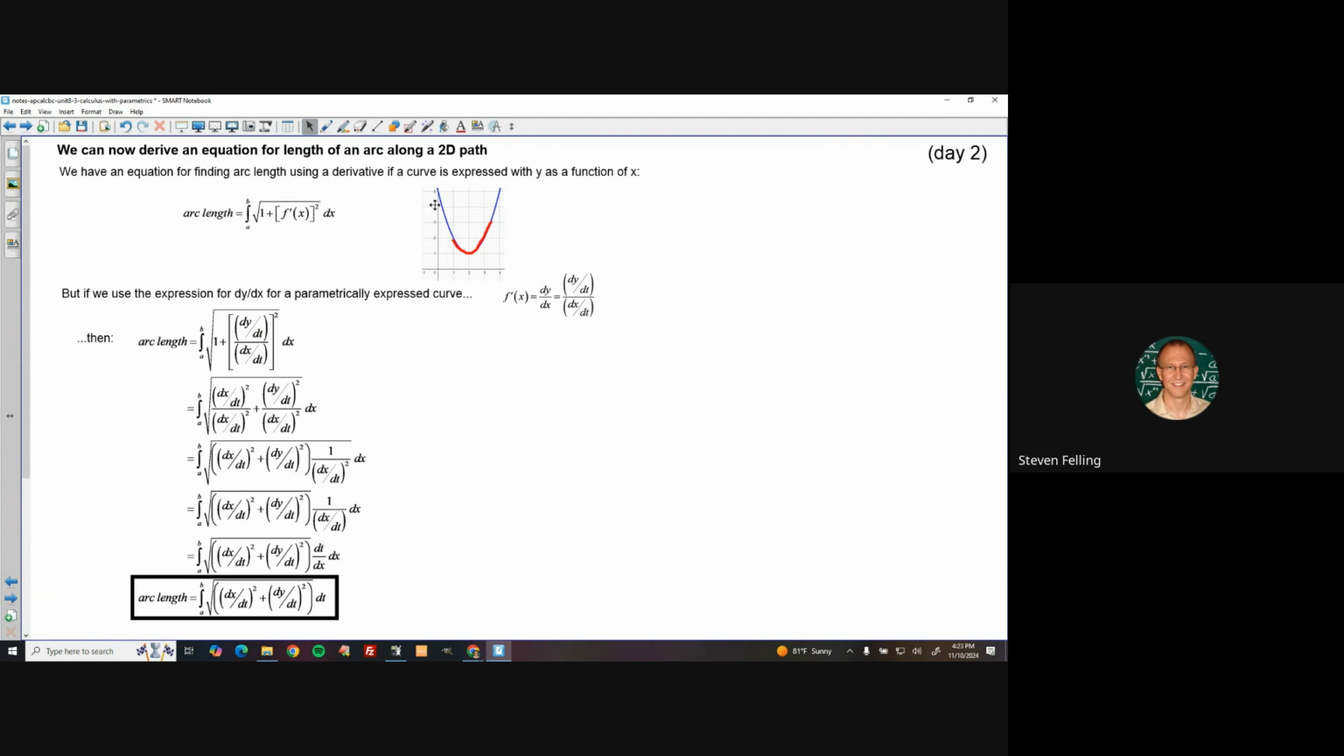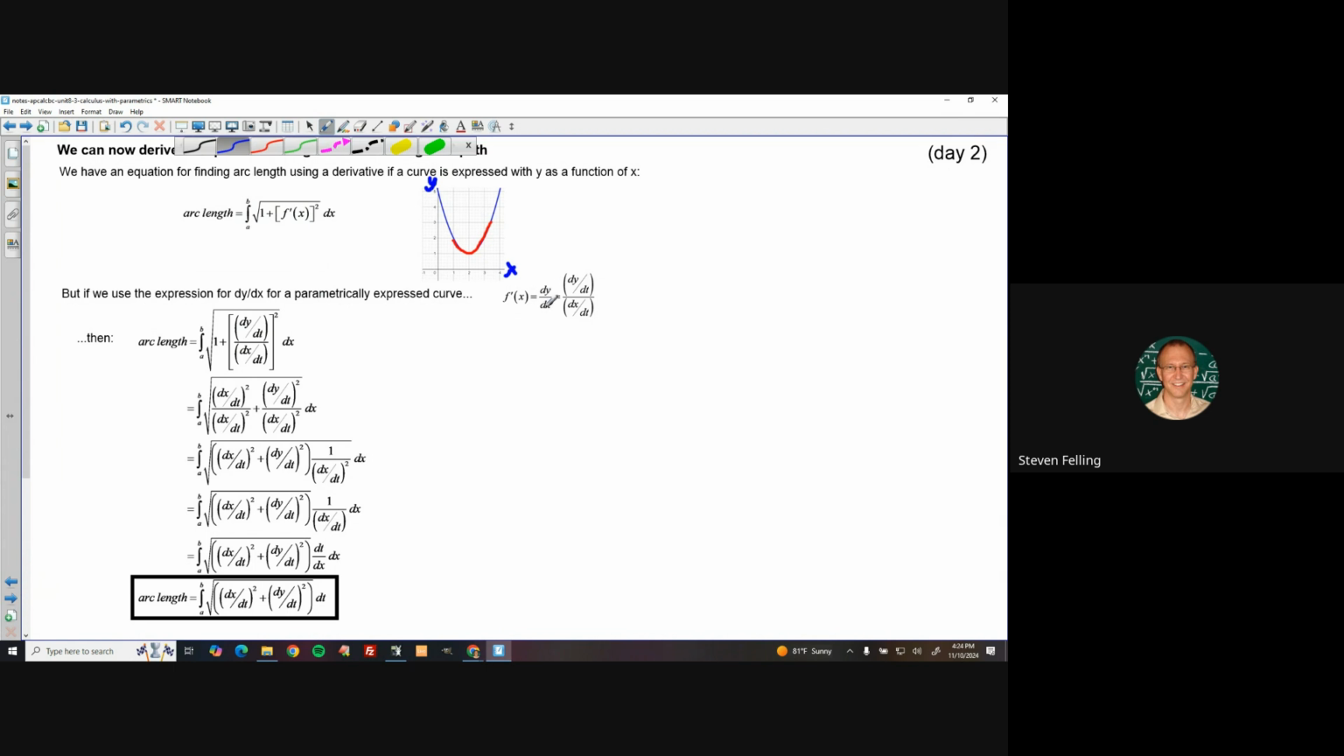We already have a function for finding arc length that we found earlier in the course. The arc length is an integral, and the integrand is the square root of 1 plus the derivative of the function squared, and then you integrate over x from some starting to ending value. For a standard function where y is a function of x, it gives me a way to find the length along the path. But we also know that this derivative f prime of x is the slope of a curve at a particular x. So it should represent dy/dx.